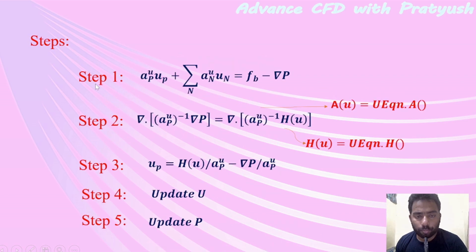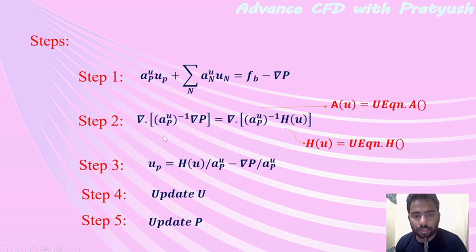These are the steps we are going to follow while we code the SIMPLE scheme in OpenFOAM. First we will solve the UEqn equation using the old pressure. Obviously this U vector will satisfy the momentum equation, but it will not satisfy the continuity equation. So using this U value, we are going to update the pressure value, where we are solving the continuity equation.